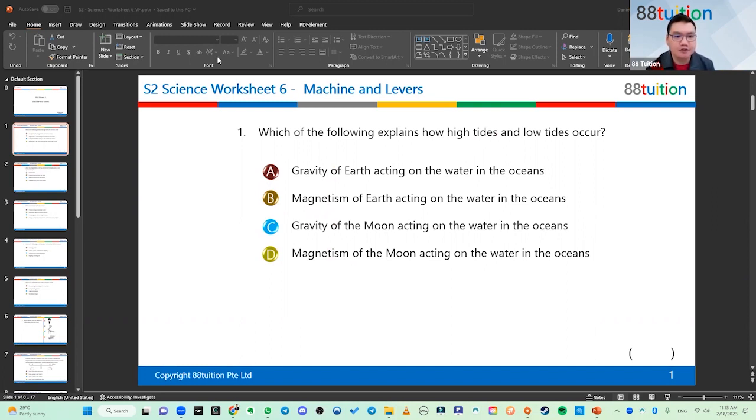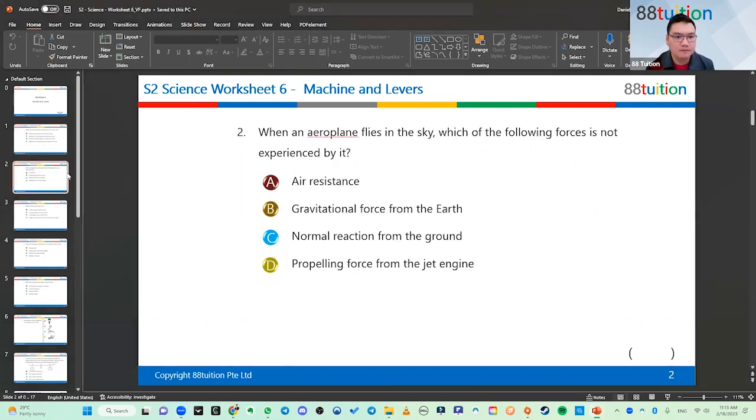Okay, now let's move on to question 2. Question 2. When an aeroplane flies in the sky, which of the following is not experienced by it? Is it referring to the aeroplane?